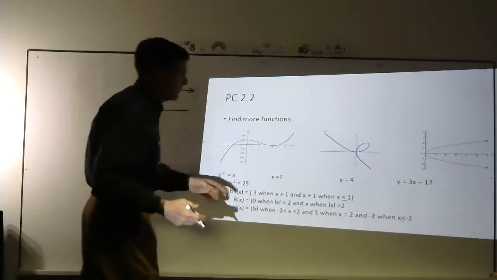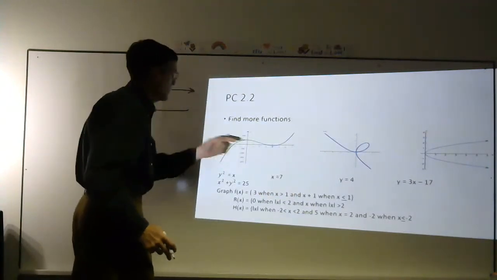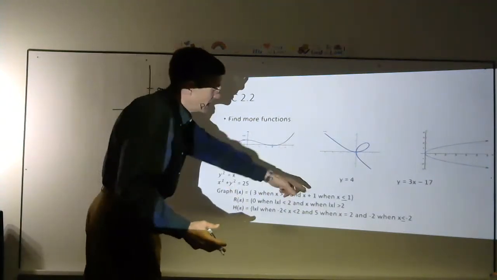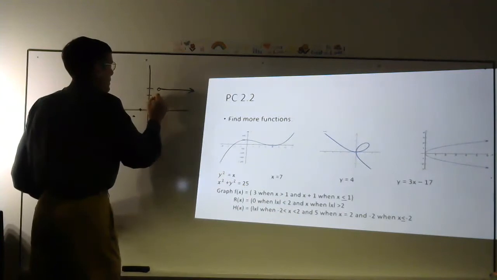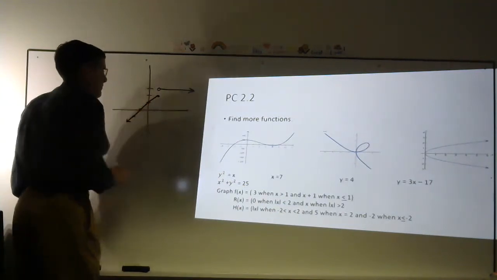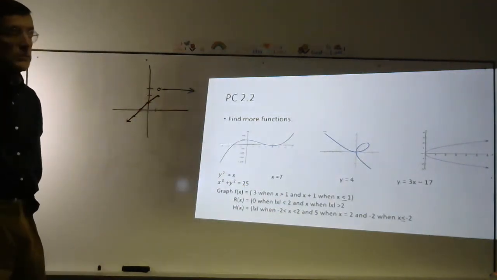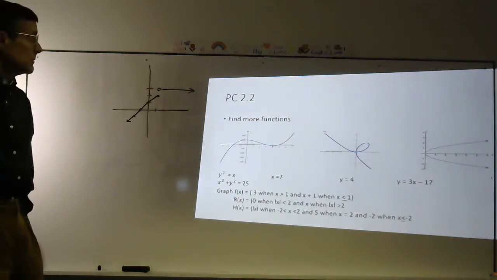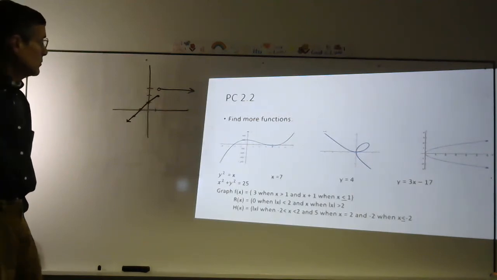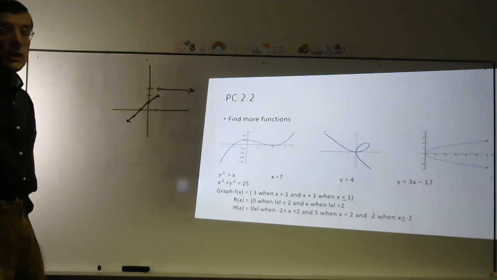Or you can plot points. You can put 1 in and get 2. You can put 0 in and get 1. You can put negative 1 in and get 0. Looks like that. Okay? Let's do domain and range. All right? But do you see any x values that do not have a place to go?